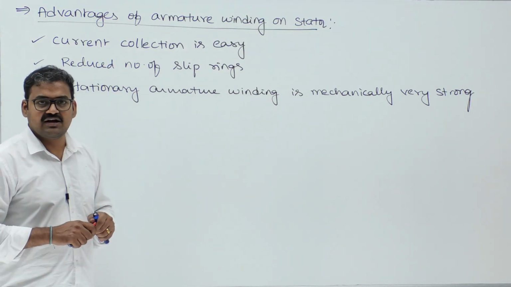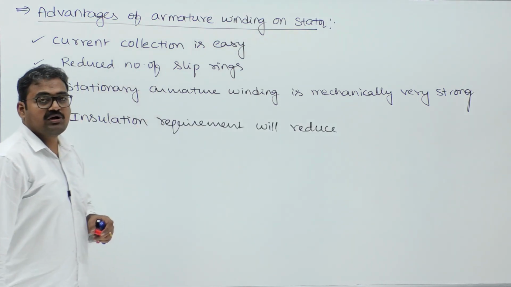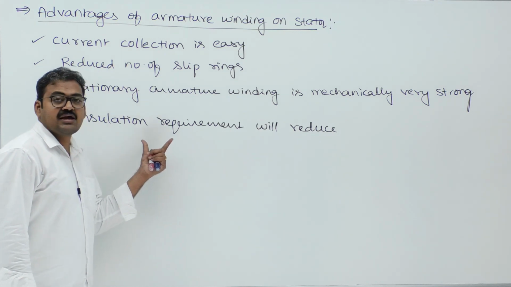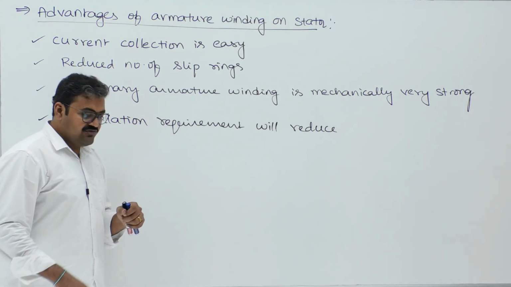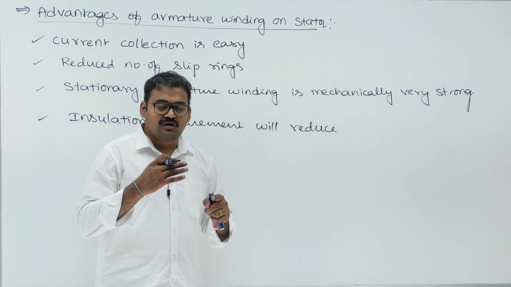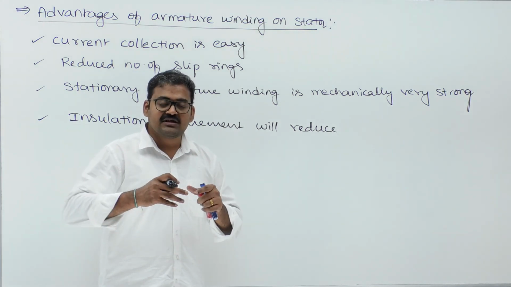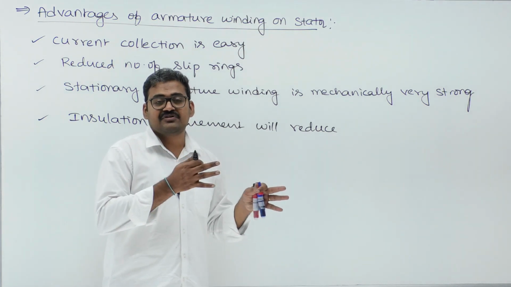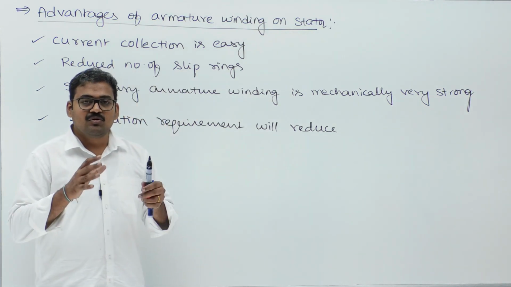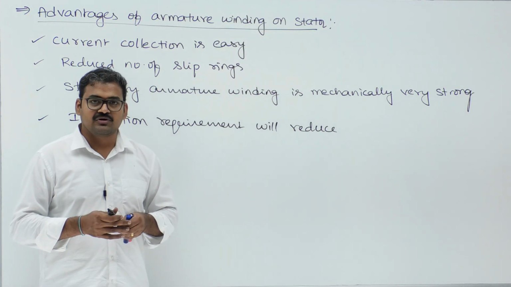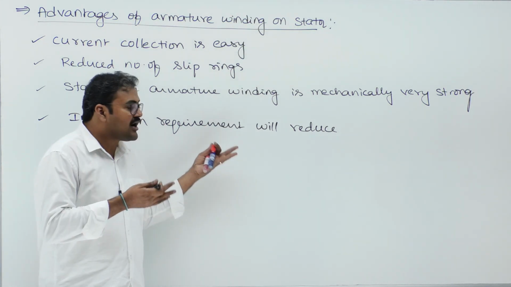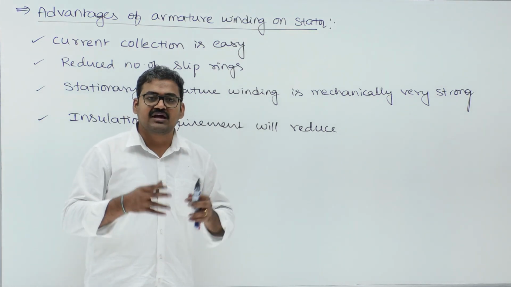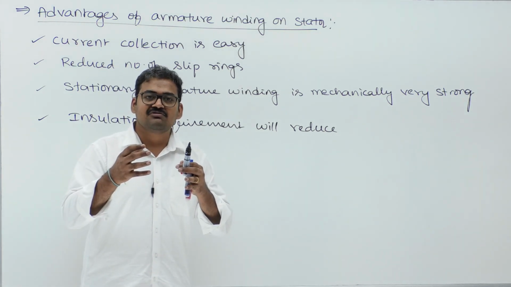Okay, this is another added advantage. One more important advantage of stationary armature winding is less amount of insulation. If you keep armature winding on the rotor part, definitely the amount of insulation requirement will increase. If you keep the same armature winding on the stator, the amount of insulation requirement will reduce. Theoretically we can't prove it, but when you construct the machine, practically you can understand the amount of insulation requirement will reduce.